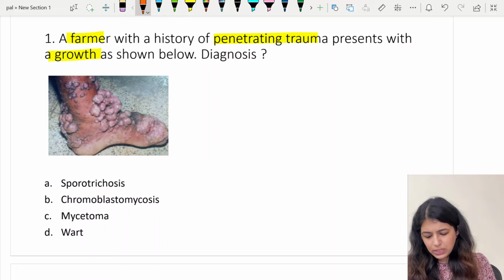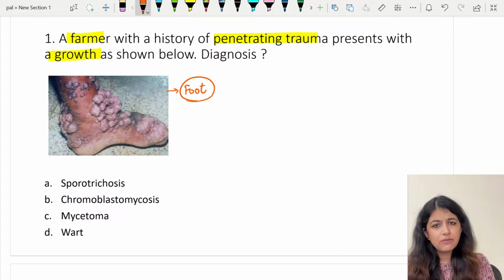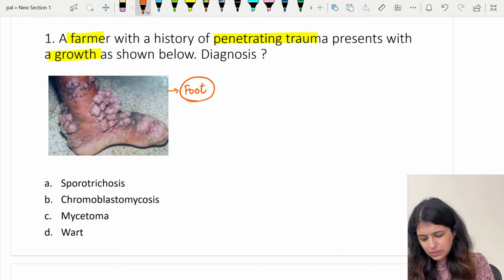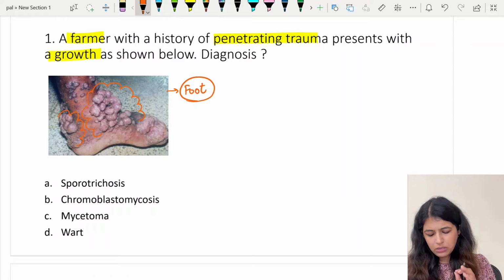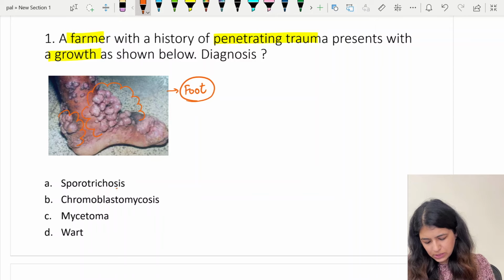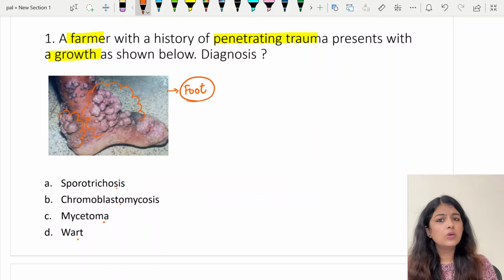Now let us look at what the image is giving us. It says that the lesion is on the foot, again the most common site for a penetrating trauma. And the lesion here is composed of a cauliflower-like growth. So there are multiple nodules and there is a cauliflower-like growth. The surface is rough or verrucous. Now, what is the diagnosis? Sporotrichosis, chromoblastomycosis, mycetoma, or a wart?